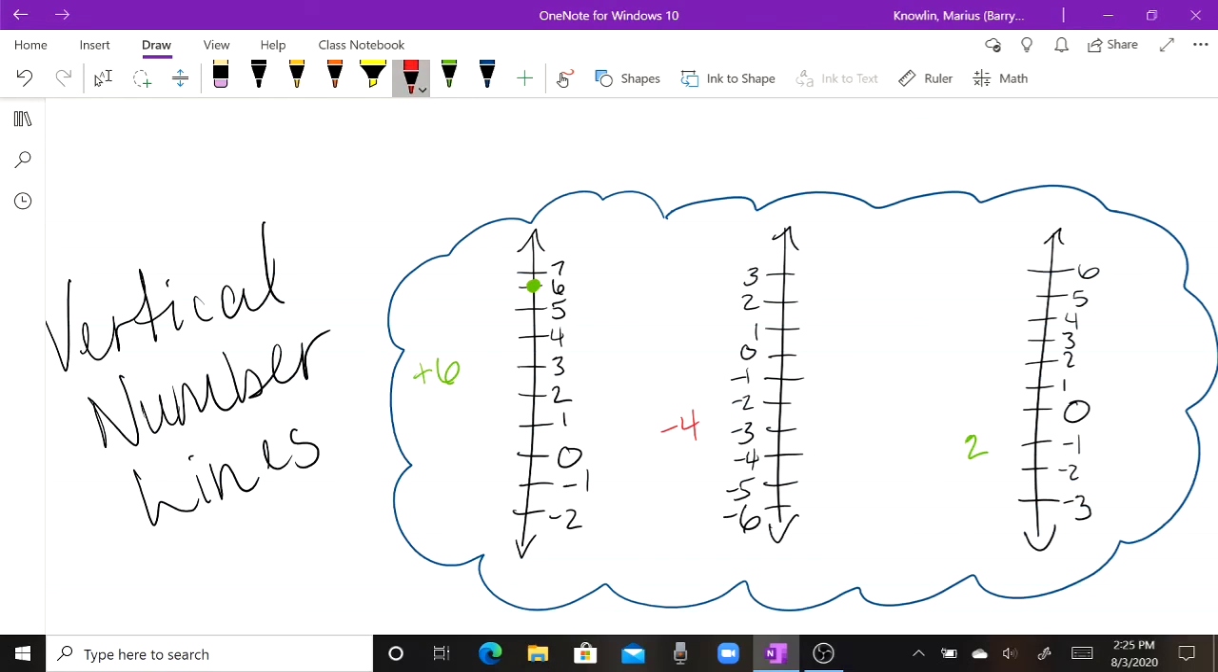For -4, I could draw an arrow, not starting at -1, but starting at 0 and going down to -4. That would be another way to display it. And if I wanted to display +2, I could start at 0 and once again draw an arrow to +2. Okay, these are different ways that you may see integers displayed on number lines.